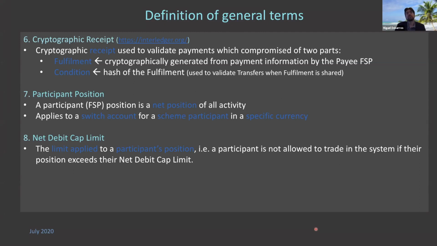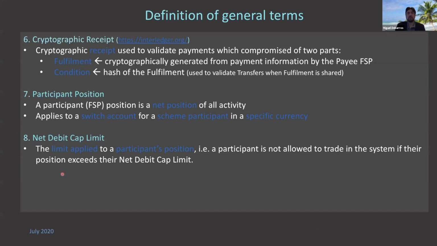We also have the participant position. So this is a net positionable activity. So basically, as a participant is executing payments in the system, he has a real-time position, which is either going up or down, whether he's paying or whether he's receiving funds. And this is basically for an account, a specific account for a participant, which is also specific to a currency.